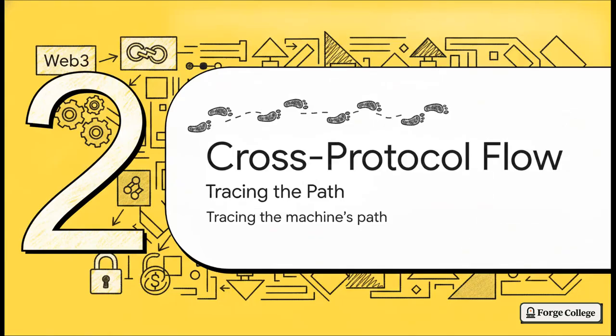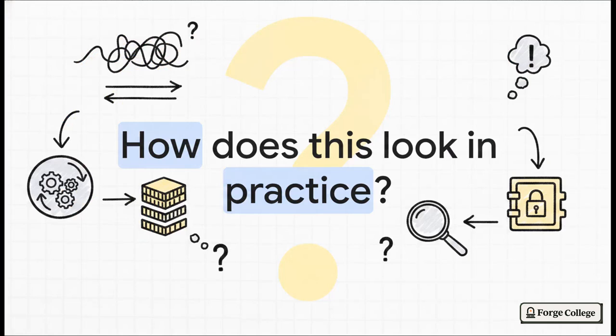Moving right along to section 2, real-world cross-protocol flow. Because, let's be real, testing a single program in isolation is pretty easy. But Web3? Web3 is all about composability. Picture this. You need to verify a user swapping tokens on a DEX and then immediately taking those shiny new tokens and using them as collateral in a lending protocol. If that sounds like a total debugging nightmare, well, yeah, it usually is.